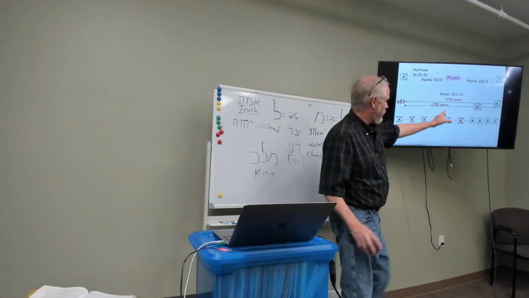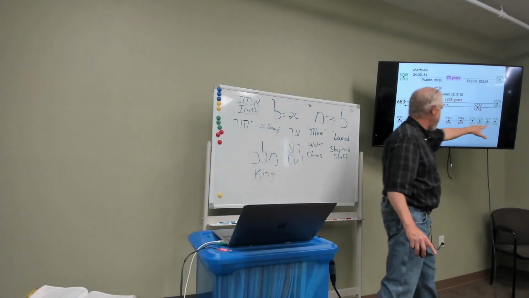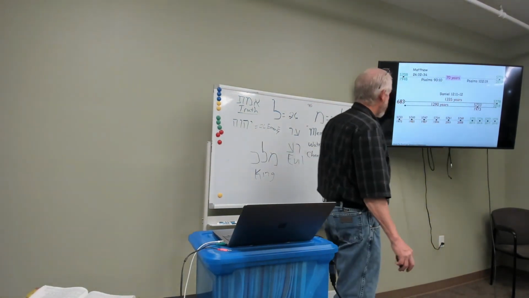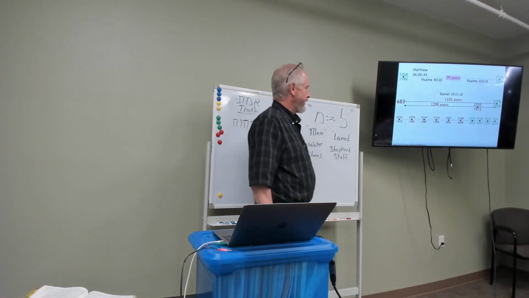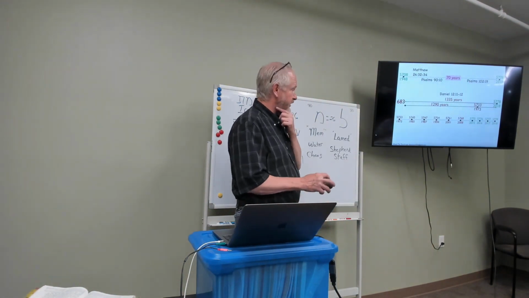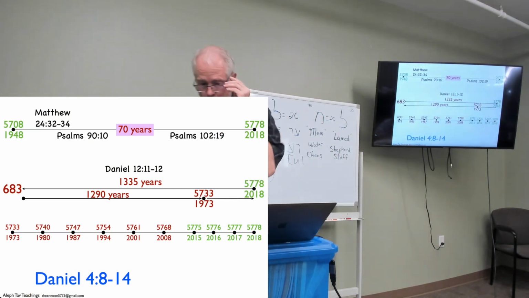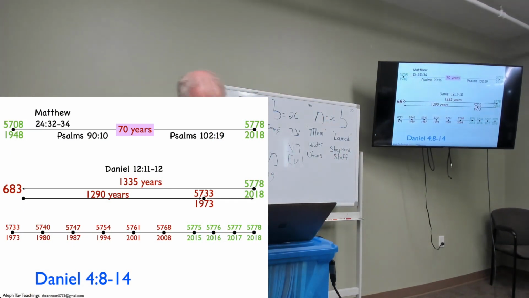So now what we did is I took this section here and expanded it out. So we're going to go from 73 to 2018. Like I said, 1973 was a sabbatical year. So let's go to Daniel 4, 8 through 14. Daniel 4, 8 through 14. Yes, yeah, Daniel chapter 4. We're going to start in verse 8.